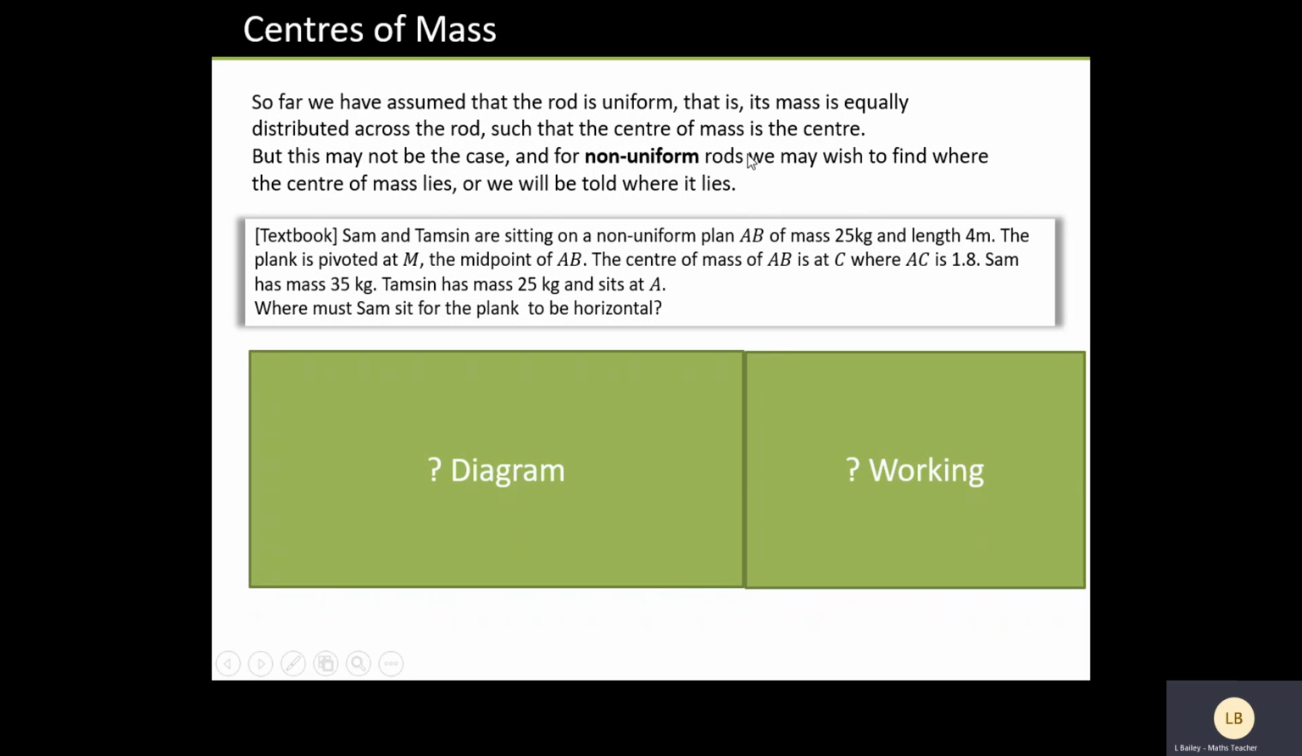Okay, quick question on that I pinched from the textbook. Could you pause me and have a go at that for me, please?